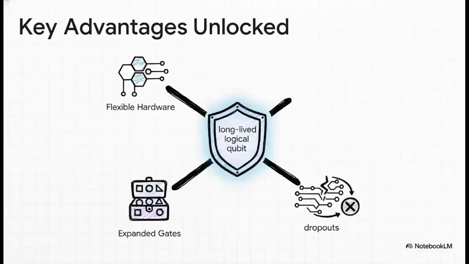So let's just recap the huge advantages we've unlocked here. We get way more flexibility in how we design the hardware, we get a bigger menu of quantum gates to choose from, and maybe most importantly, we get the ability to dynamically work around those inevitable broken qubits. All of this is pushing us so much closer to that next holy grail, creating a logical qubit that can finally live long enough to do something truly world-changing.